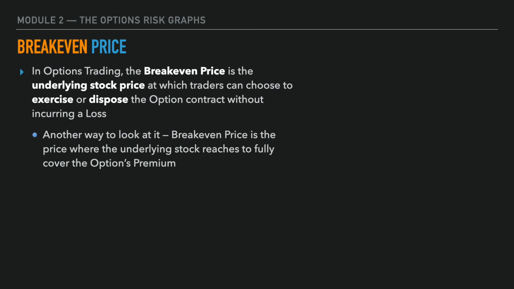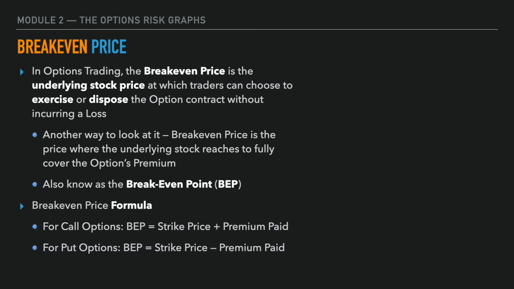Break-even price is the price the underlying stock must hit in order to fully cover the options premium. Some traders also call it the break-even point, but they basically mean the same thing. These are the formulas for calculating the break-even price. For call options, break-even price equals the strike price plus the premium paid. For put options, break-even price equals the strike price minus the premium paid.